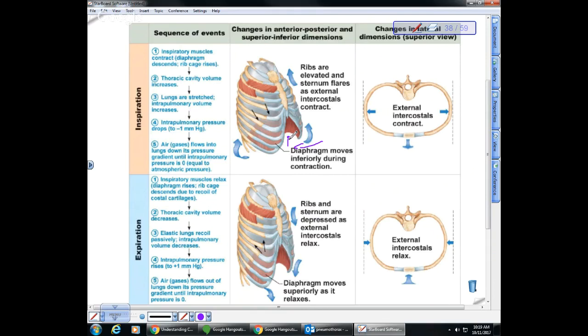And so the external intercostals actually relax, and the ribs move down, right? Actually, this would be the, sorry. And then it becomes more dome shaped, so it relaxes. The diaphragm moves up as it relaxes. And then this shows the external intercostals right here. Okay.